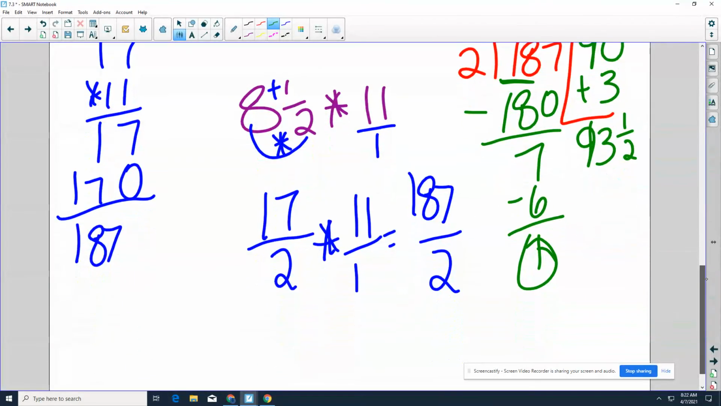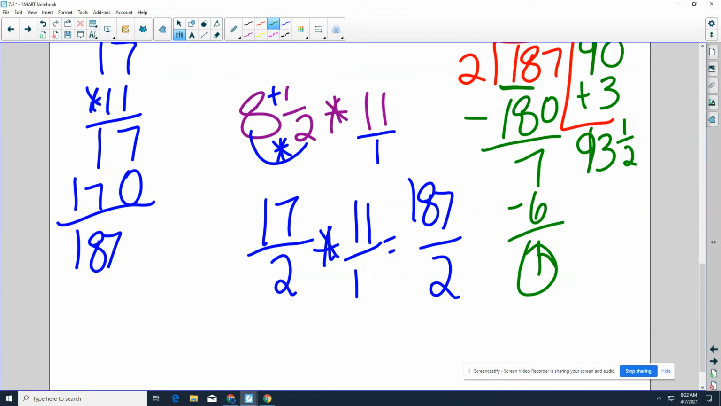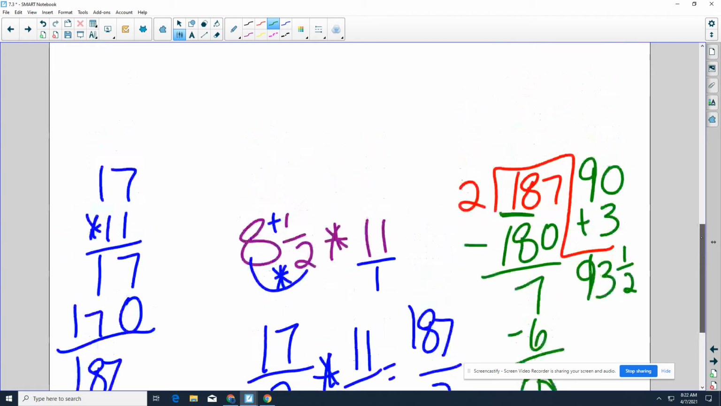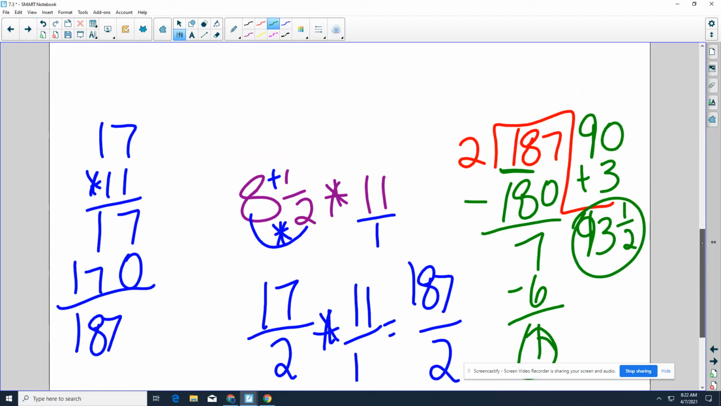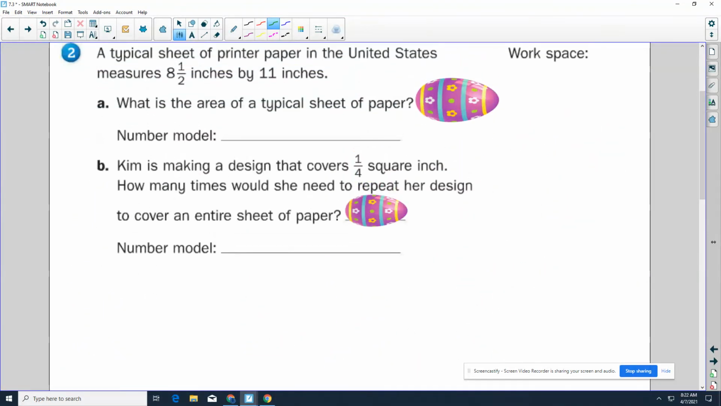Okay, so just to recap, you're rewriting the mixed number and the whole number as improper fractions, and then you're multiplying across. If you end up with an improper fraction as your product, then you want to go ahead and divide and write your remainder as a fraction. Which we did all those steps and we came up with 93 and a half inches.